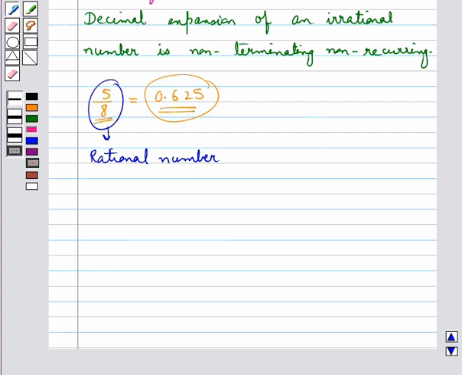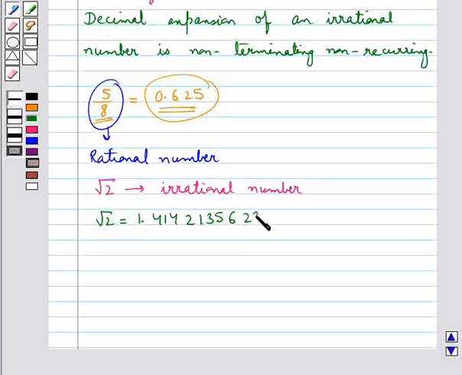Now consider the irrational number root 2. Its decimal expansion is given by 1.41421356237 and so on. So, as you can see, the decimal expansion of root 2 is non-terminating, non-recurring.